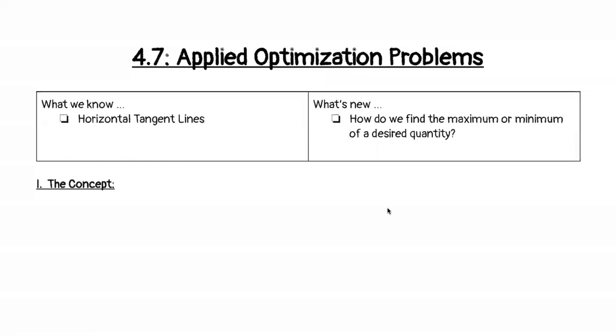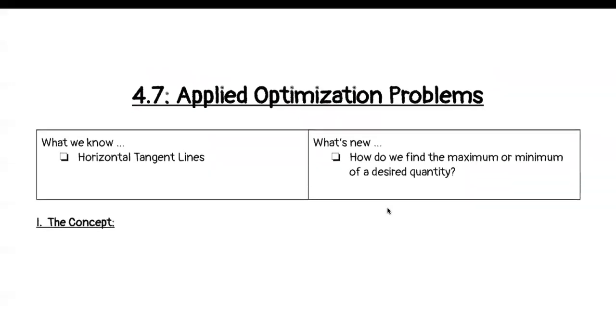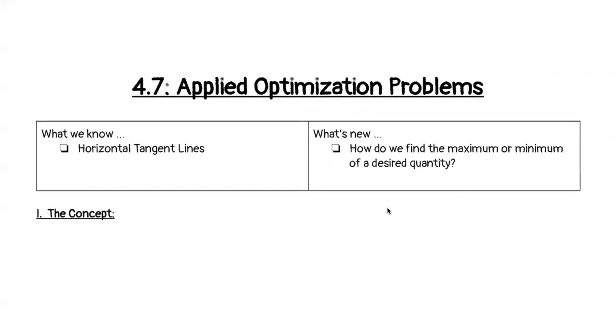All right. So today we are talking about 4.7, which is applied optimization. I really love this unit, or this section rather. I think there are so many things to think about in terms of when would you ever use calculus and why might that be important to you.